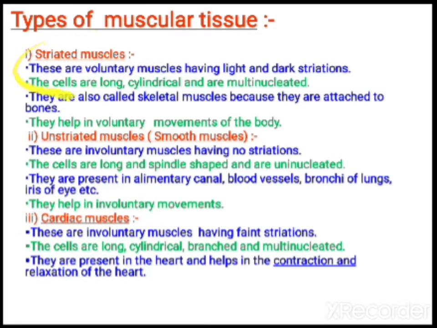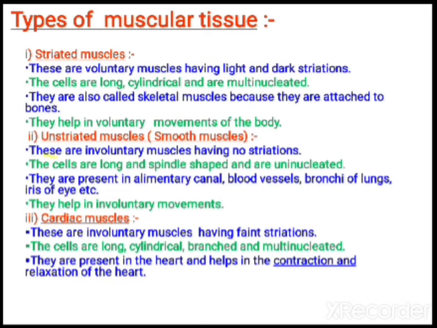First let us study striated muscle. The striated muscles are voluntary muscles. They are under your control and they have light and dark striations, so that's why you call them striated muscles. These are long, cylindrical and multinucleated. They are also known as skeletal muscles because they are attached to bones, and they help in voluntary movements of the body, meaning you can control the movements. So that's why you call them skeletal muscles.